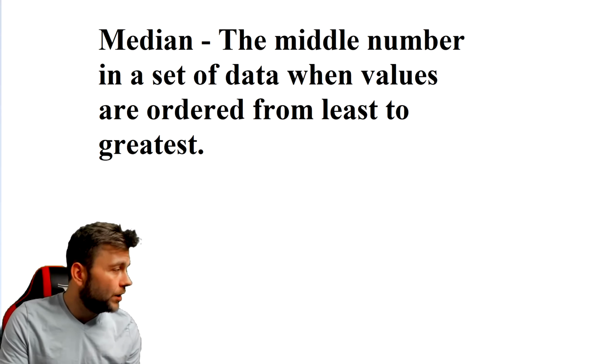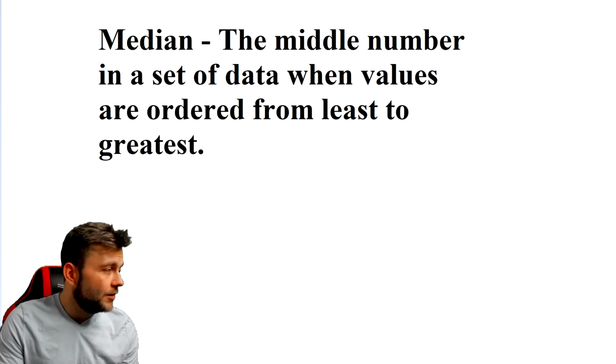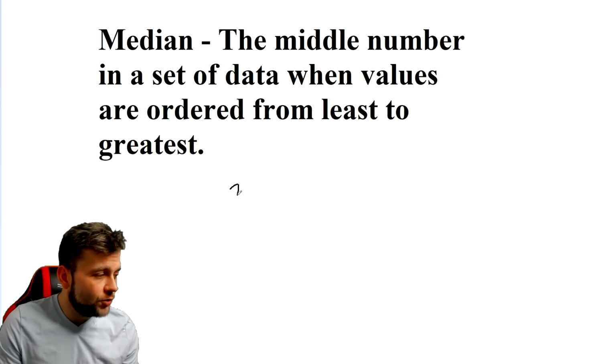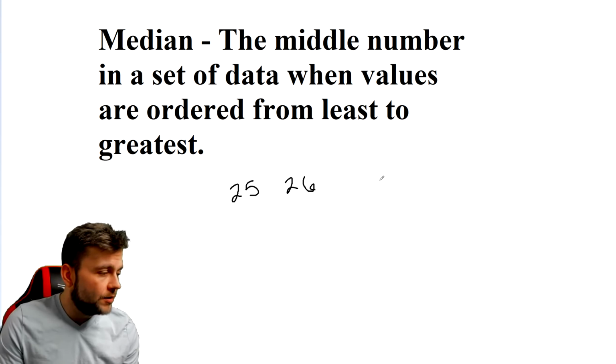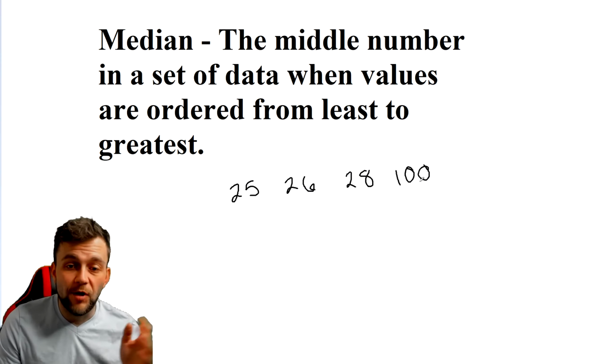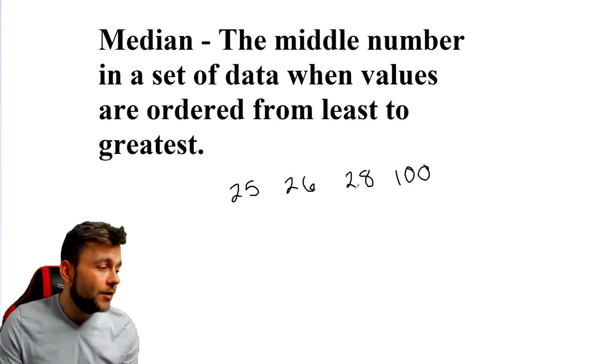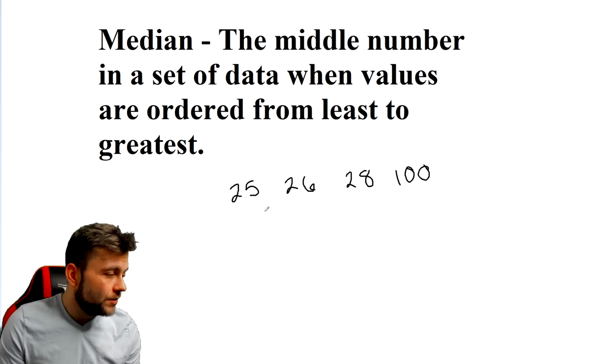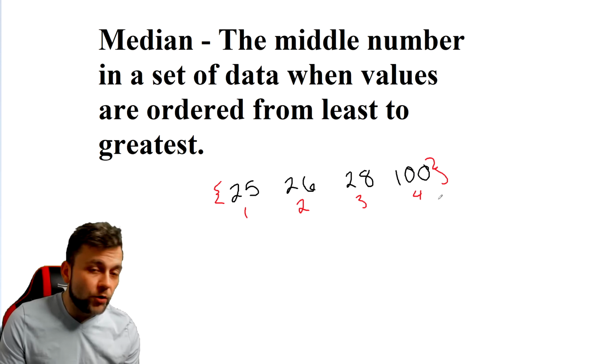Let's go with 25, 26, 28, and 100. And I listed them in order so we don't have to redo them. But if you notice, we only have 4 numbers in our data set. Okay? So how do we resolve this issue?